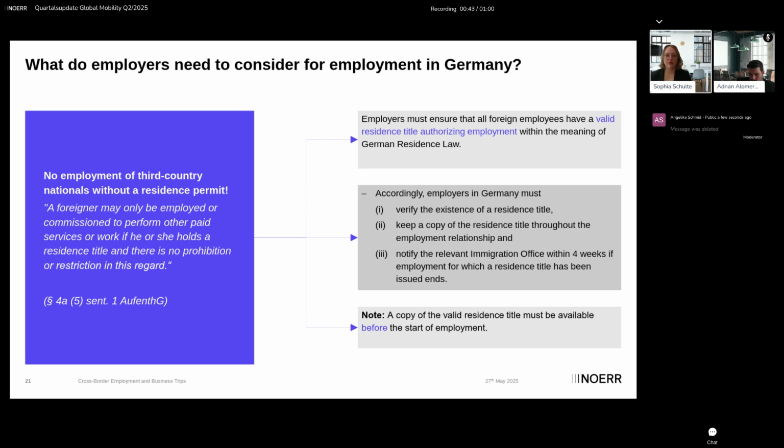Usually, this can be done, for example, by the legal opinion of a lawyer who said that a visa is not necessary. Because according to the law, German employers need to, before employing foreign third country nationals, verify the existence of the residence title, and they also need to keep a copy of the residence title throughout the whole employment relationship, and they also need to notify the immigration office if such employment ends. So this is important for German companies to keep in mind.